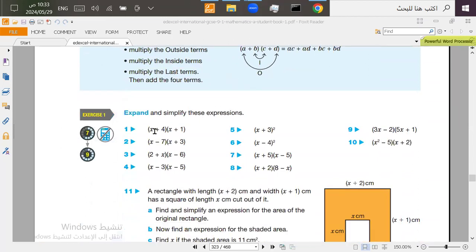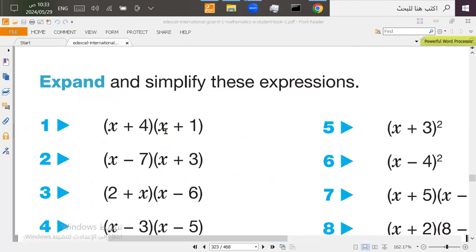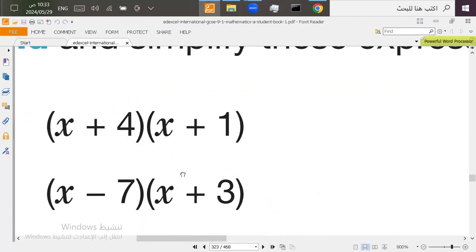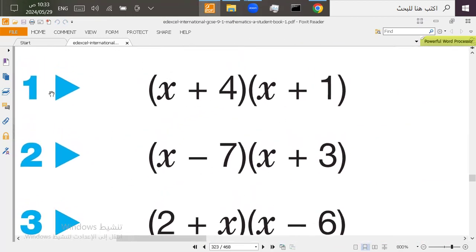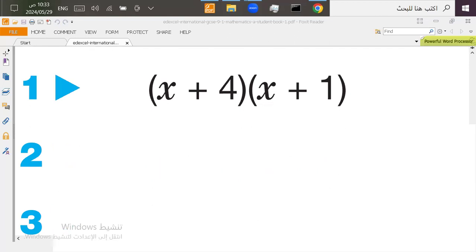Expand and simplify these brackets. Let's take one of them. Simple ones first, and then we'll take one of the hard ones, okay? So first, let's cover this here. Now, when we expand brackets, we're going to multiply the elements inside the brackets by each other. It means the first one will be multiplied by the first one here, and then the second one. And then we take the second one in the first bracket, and the same idea, multiplied by the first one, and then multiplied by the second one, and then we simplify.